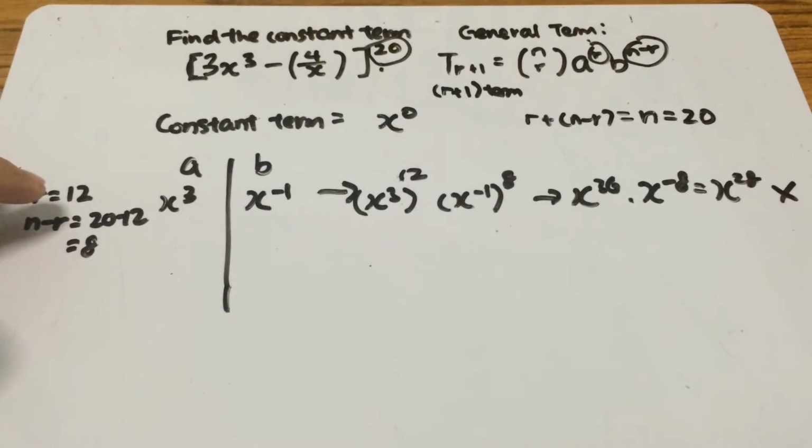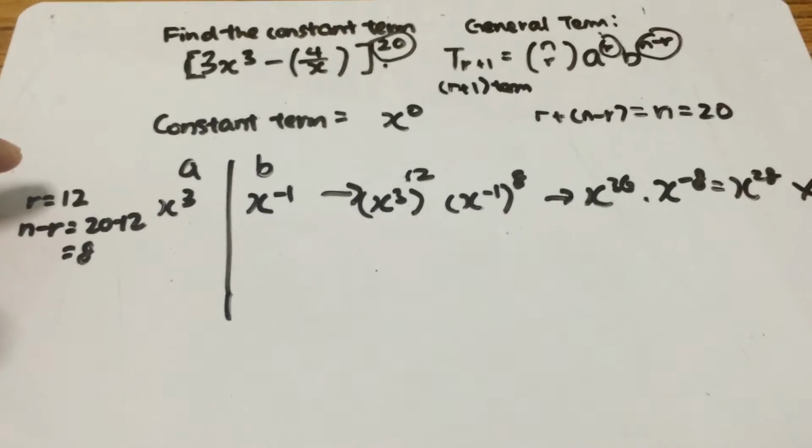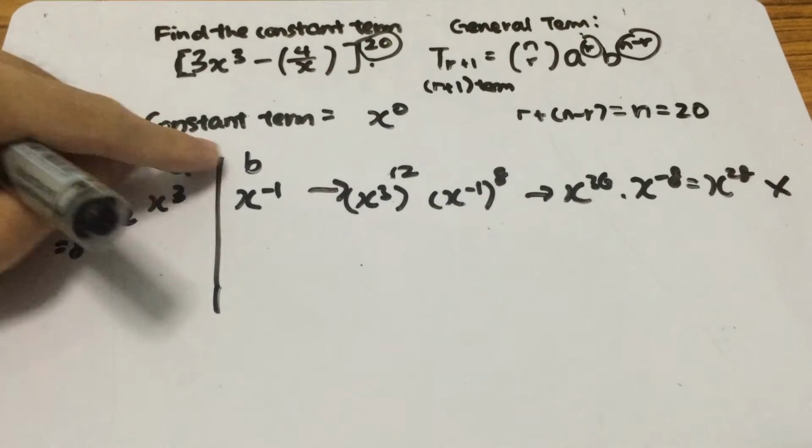Which means r equals 12 is not the answer I want for the constant term itself. So how do I determine the constant term?